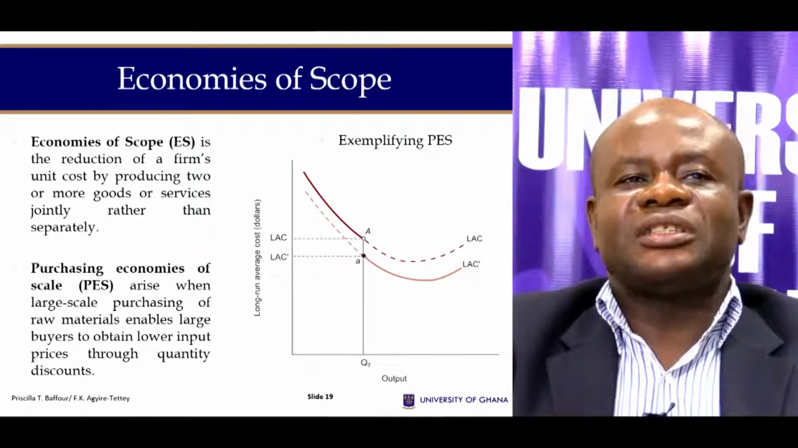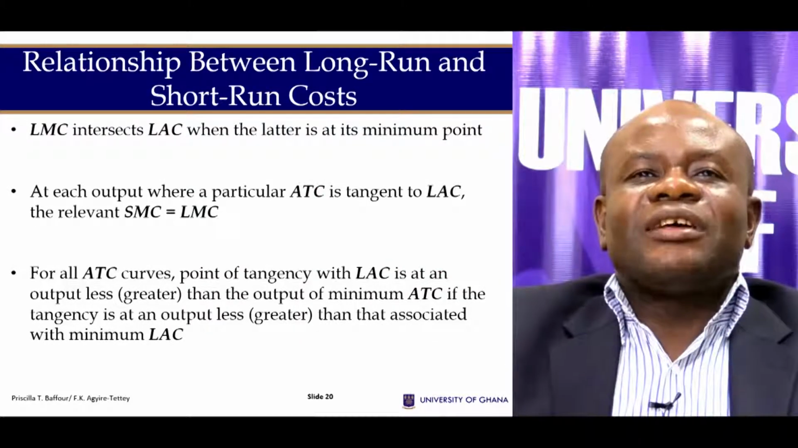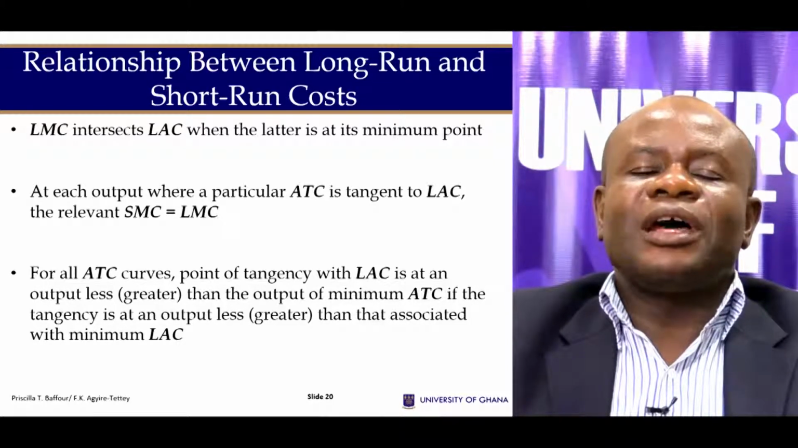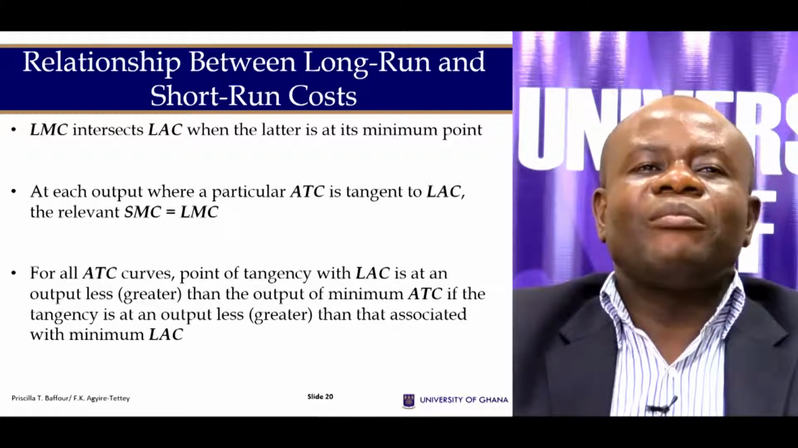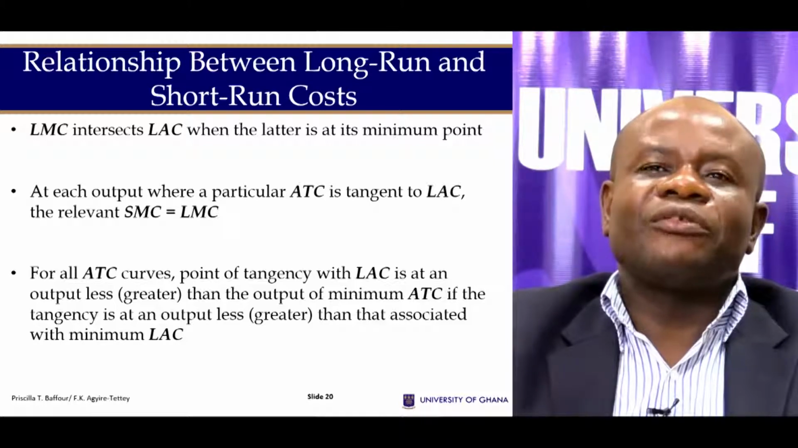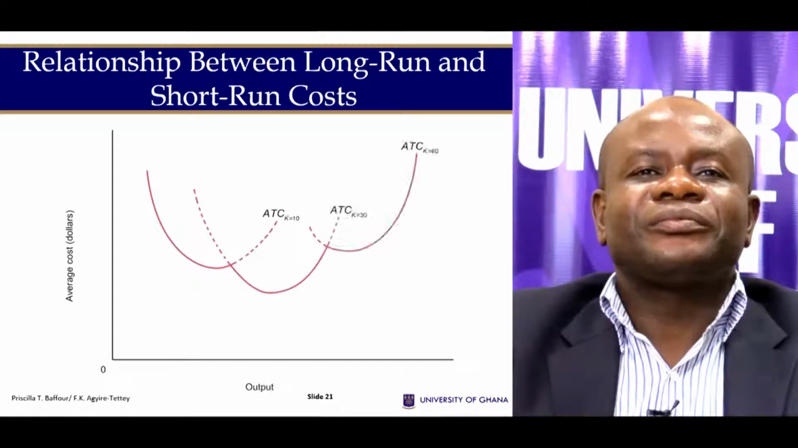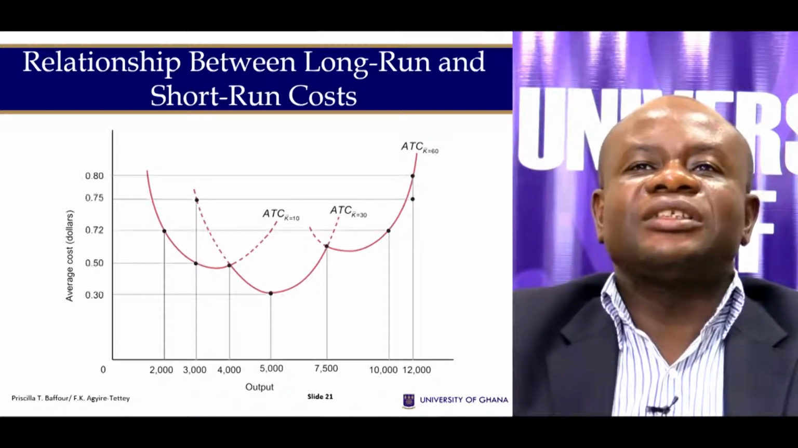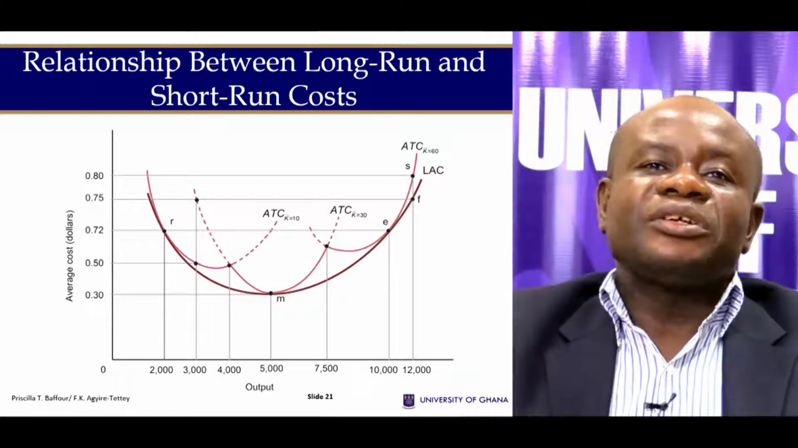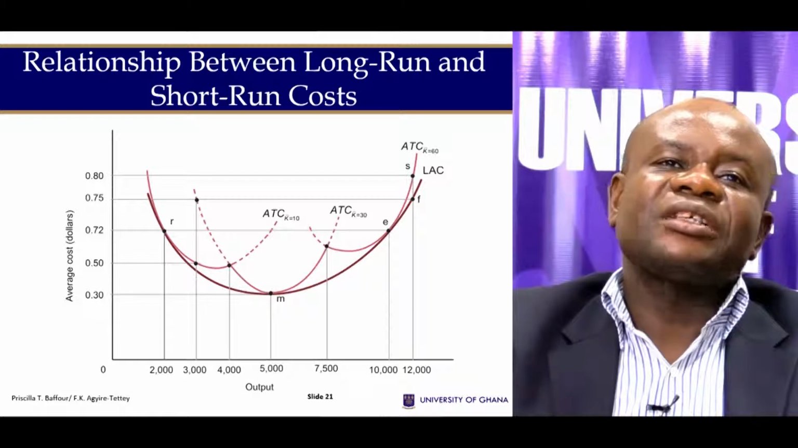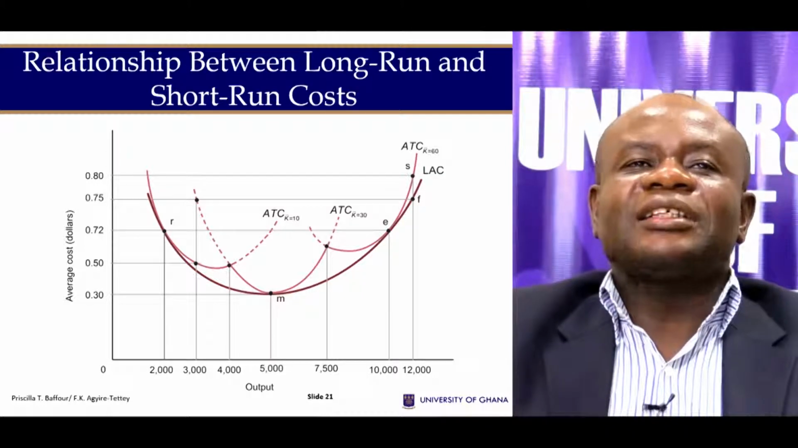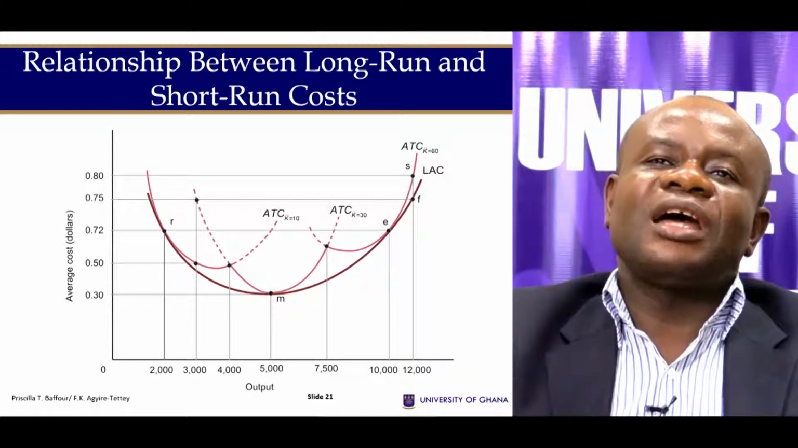The long run average cost curve is an envelope of all the short run average cost curves, and the short run average cost curve will be tangential to the long run average cost curve. So this is how it looks, and these are the short run average cost curves. Then we impose the long run cost curve. So you see that the short run cost curves are tangential to the long run cost curve, and you realize it envelopes all the short run average cost curves.